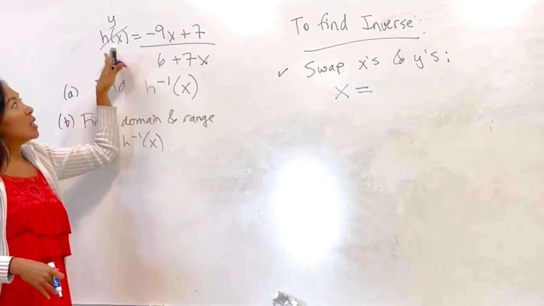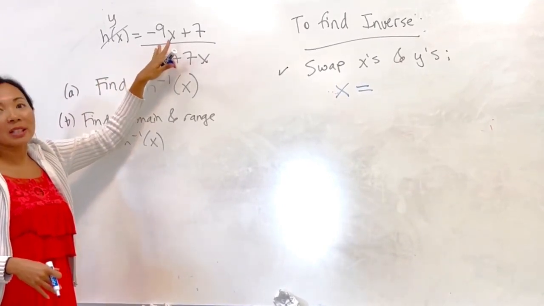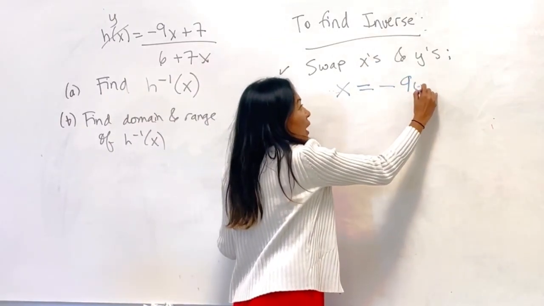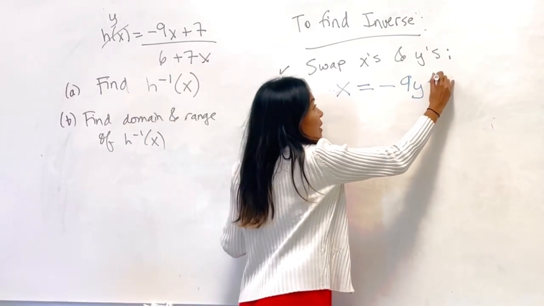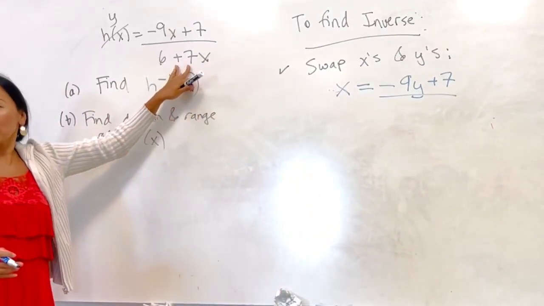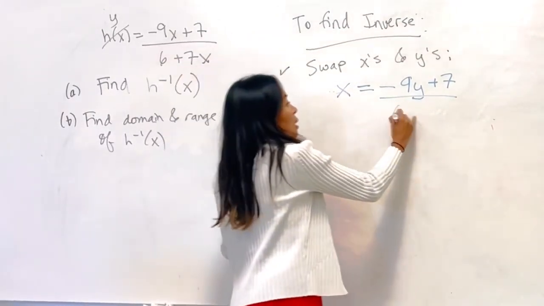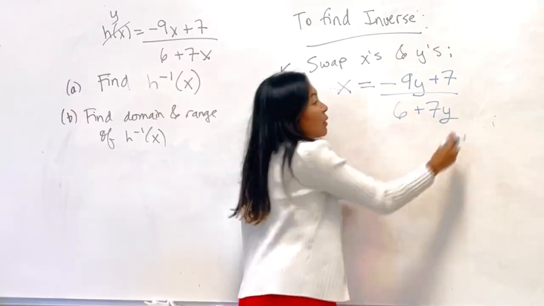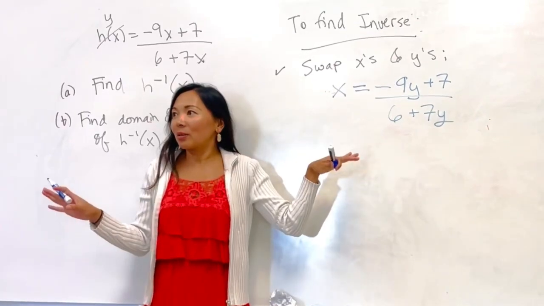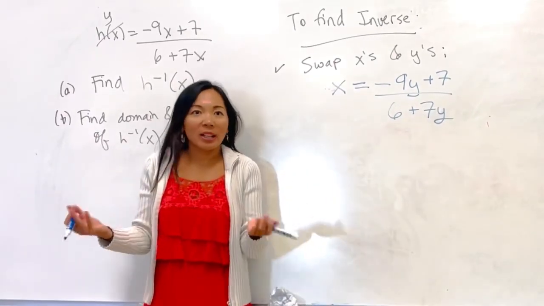Good clarification. So x is equal to, what does this now become? Negative 9y plus 7, all over, what goes on the bottom? 6 plus 7y. Okay? Is everyone okay with the first step? No math involved, no calculation involved. Just switch your x's for y's.